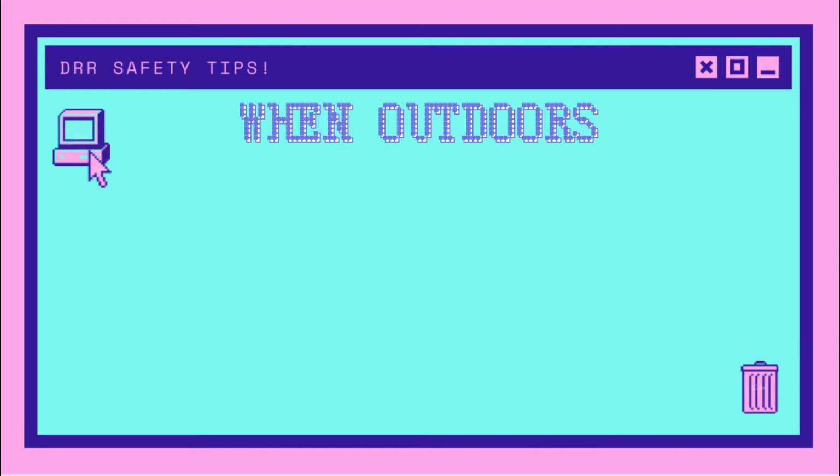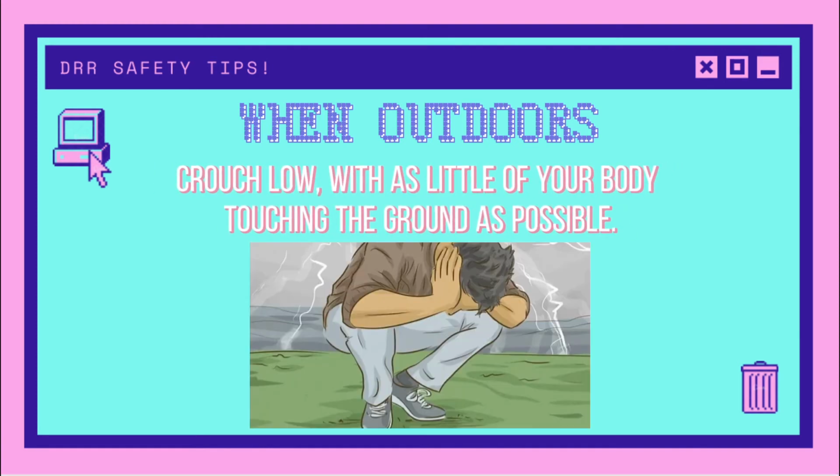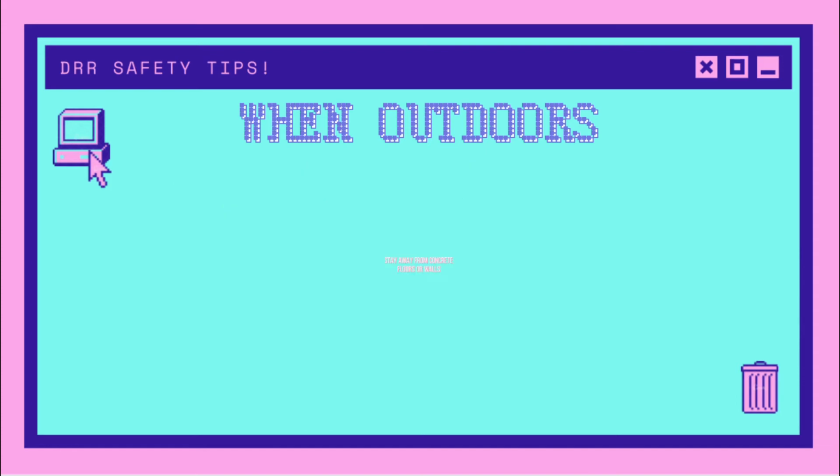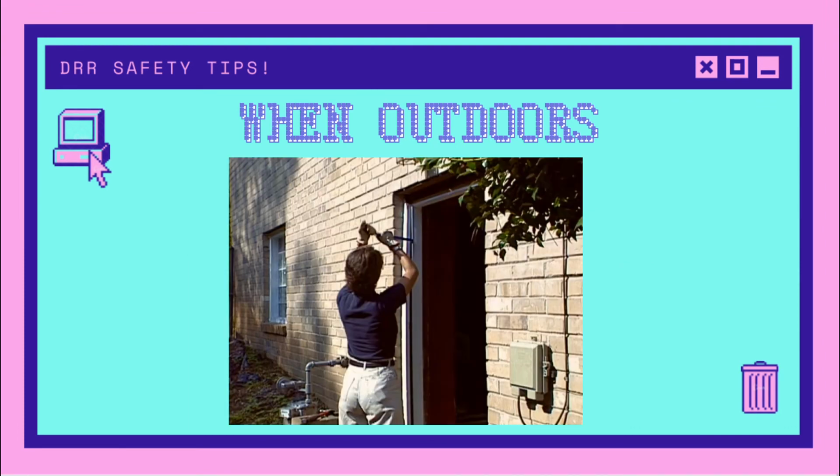If no shelter is available, crouch low with as little of your body touching the ground as possible. Lightning causes electric currents along the top of the ground that can be deadly over 100 feet away. Stay away from concrete floors or walls. Lightning can travel through any metal wires or bars in concrete walls or flooring.